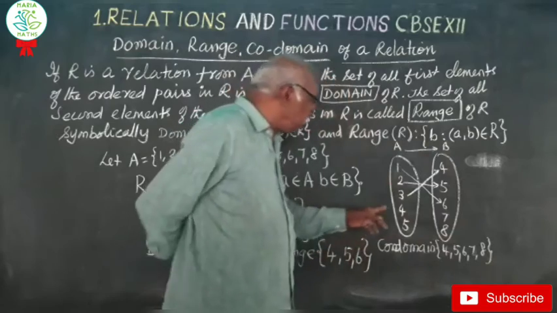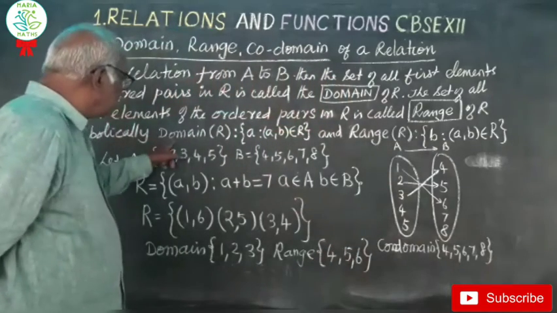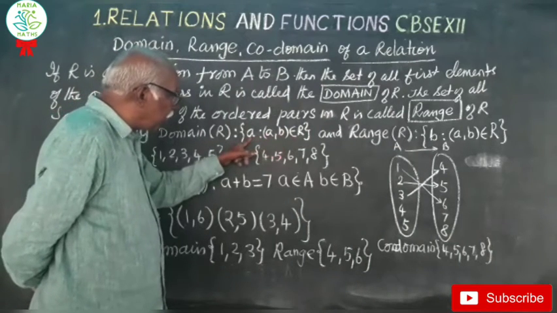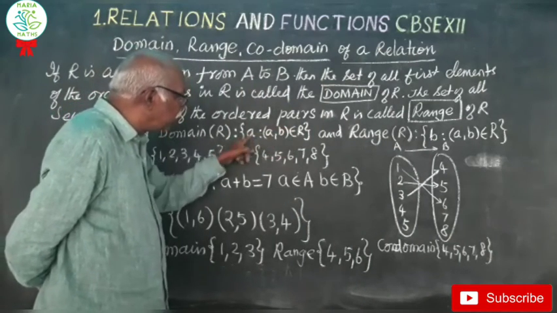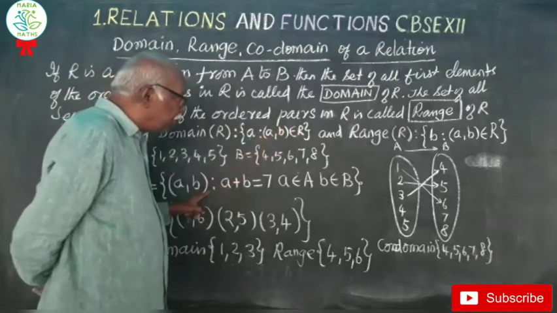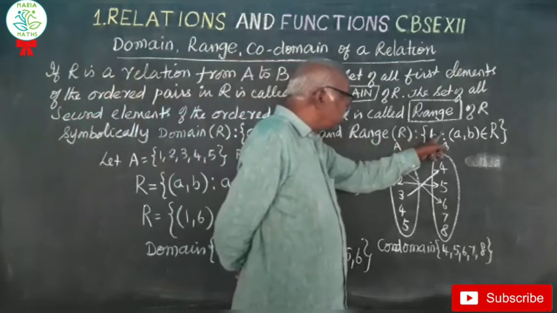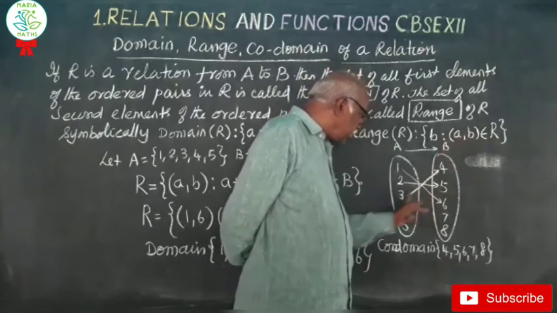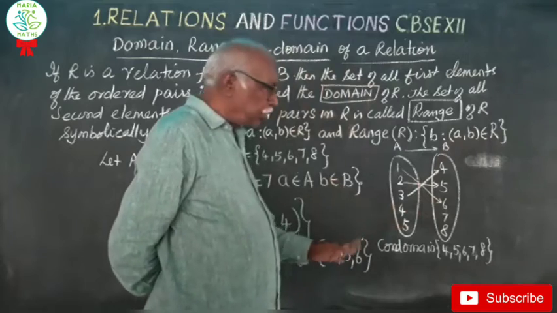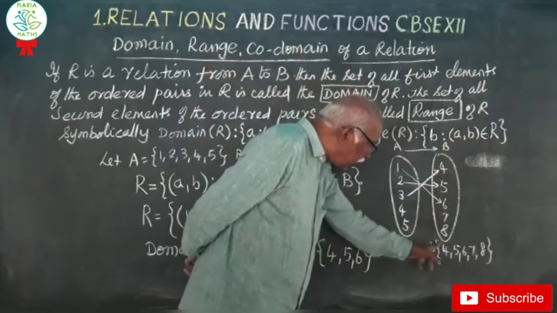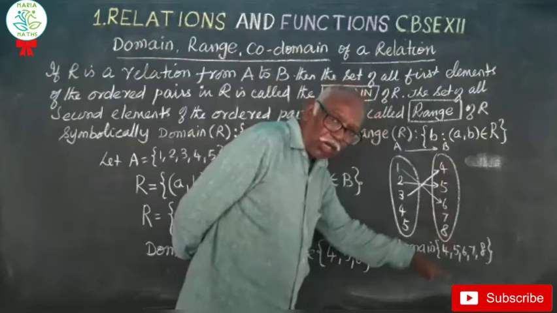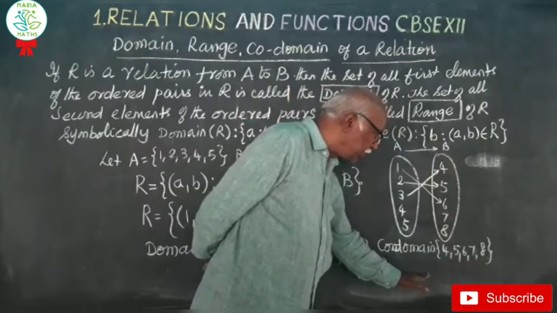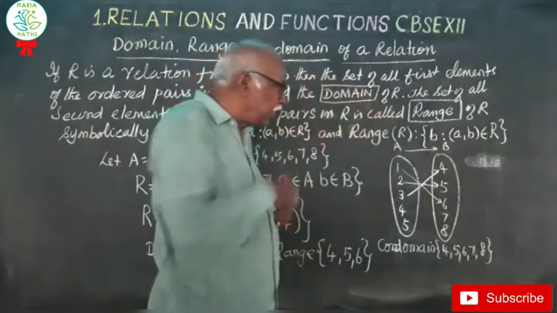Now we check. See here it is given symbolically. Domain is A such that (A, B) belongs to R. All the first elements of the relation form the domain set. Here, B such that (A, B) belongs to R. All the second elements of the relation are called the range set. In the B set, the mapped and non-mapped elements together are called the codomain set.